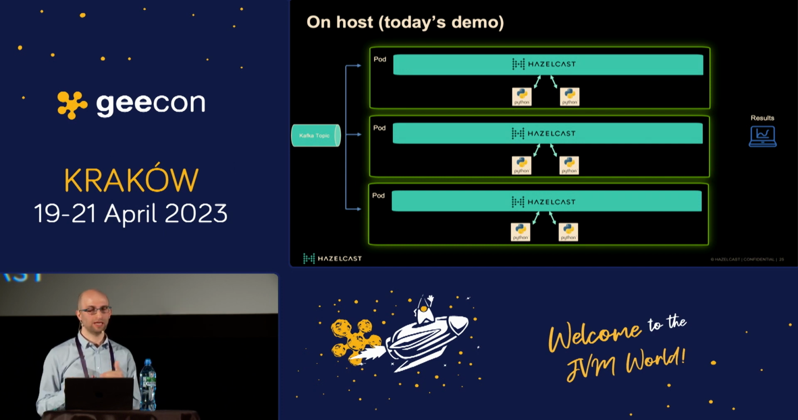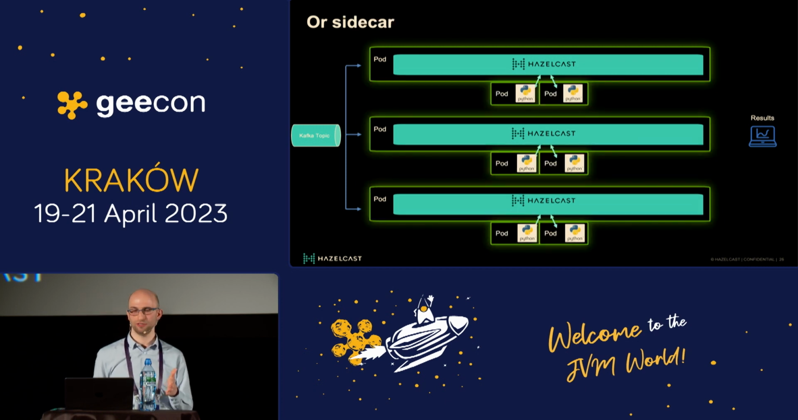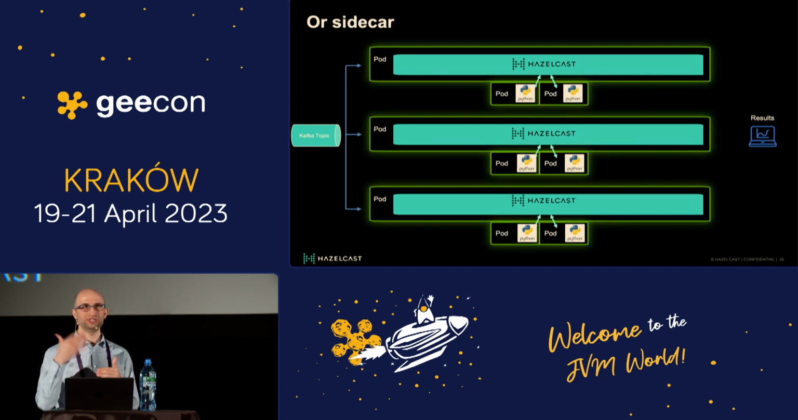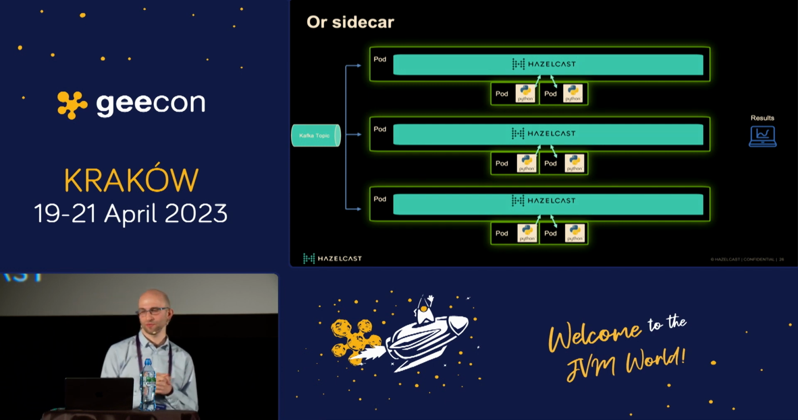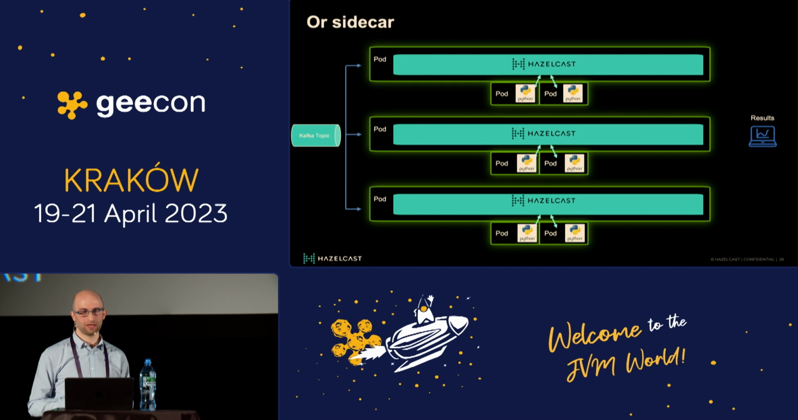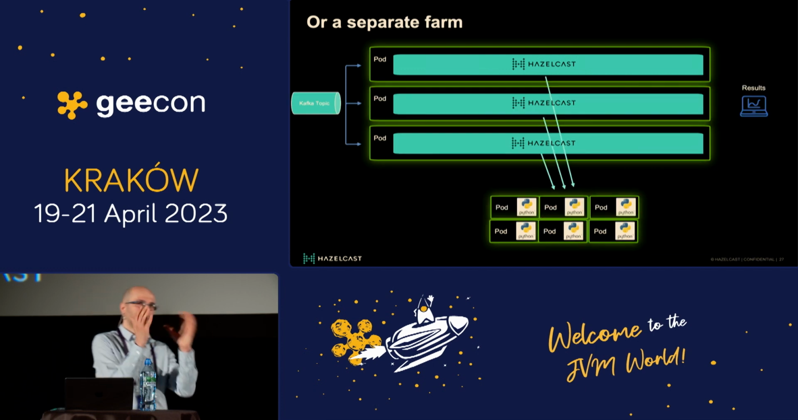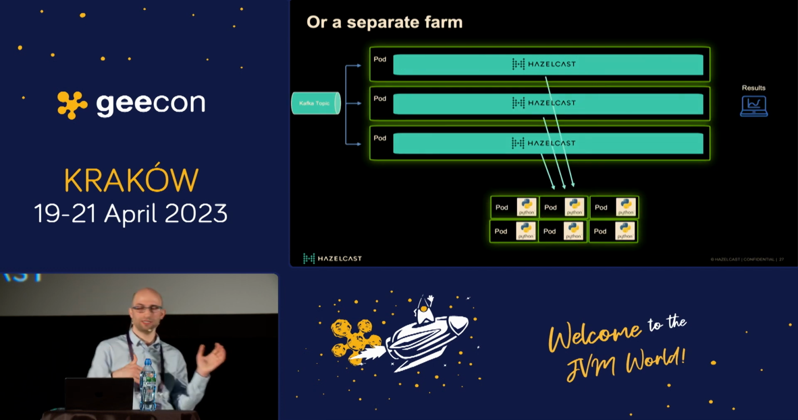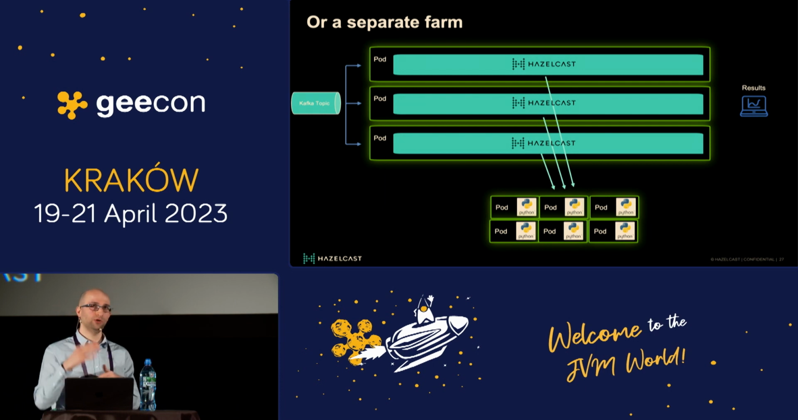So in this case, you can see on the host, for example for today's demo, or you can have it on the sidecar. This is as close as possible to your node, which is important if you want to avoid latency. Or you can simply create some kind of farm. Essentially, a farm is a container where you can store these models, and from there you can connect it to different nodes or different pods in your architecture.